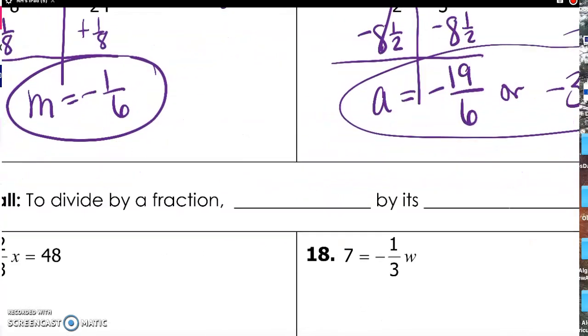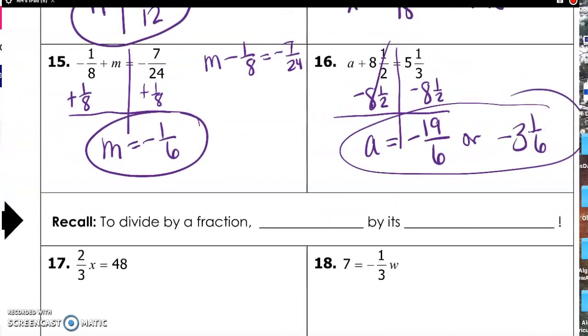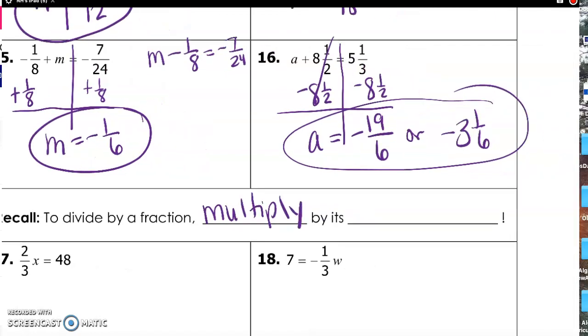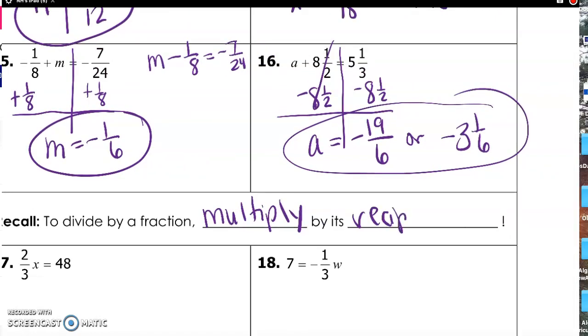Now, this is one that technically your calculators can divide fractions, but we need to get in the habit of always multiplying by its reciprocal. So instead of dividing, we are going to multiply by the reciprocal, which means you flip it over.